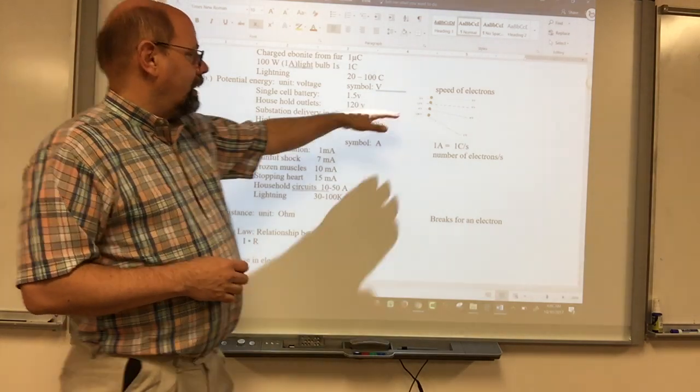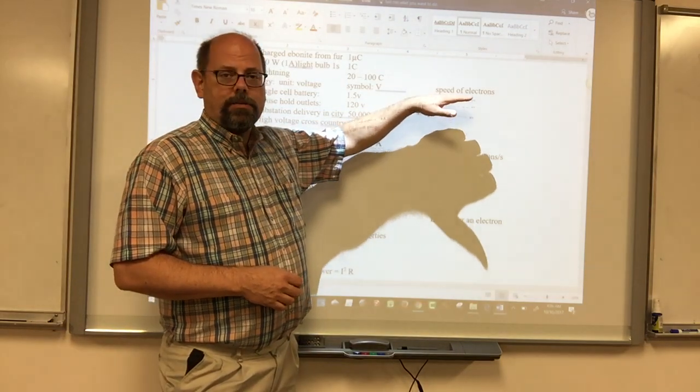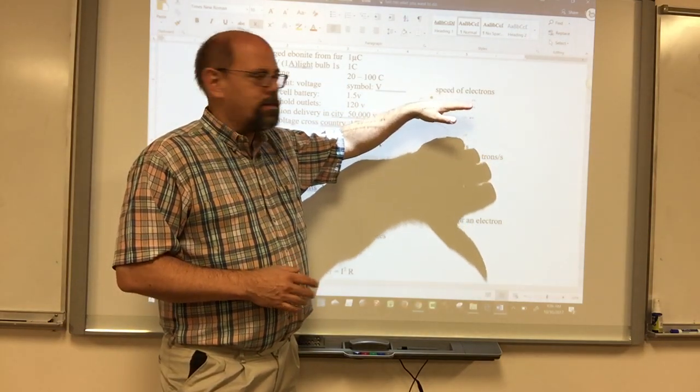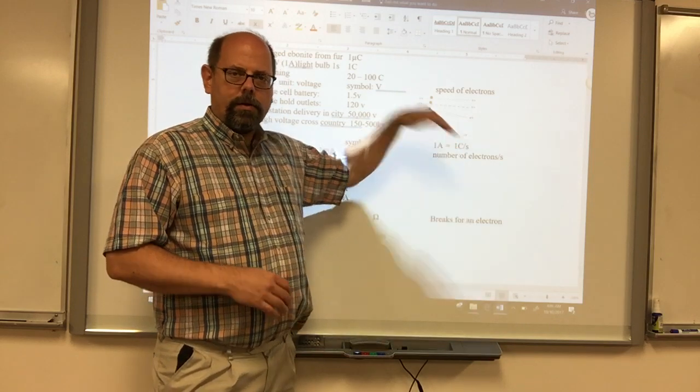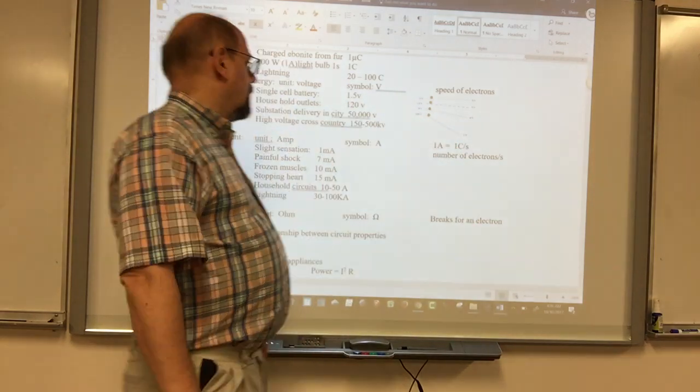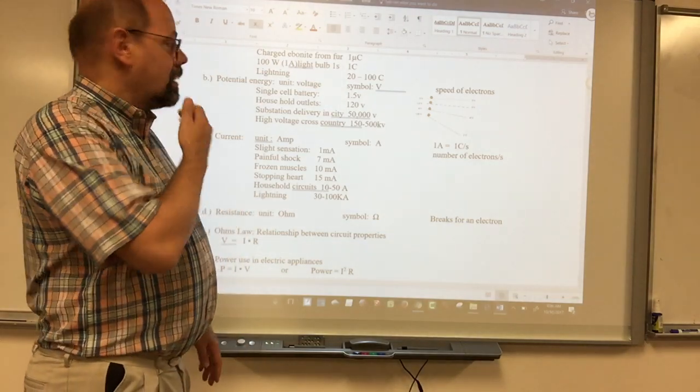And here's some great examples. If there's no potential, then the electron's sitting on a flat surface. And we're going to compare this to a hill. 120 volts, it's going to be a steep hill. Okay, so the electrons are going to get lots of speed as they come through there. That's one way I think about those.